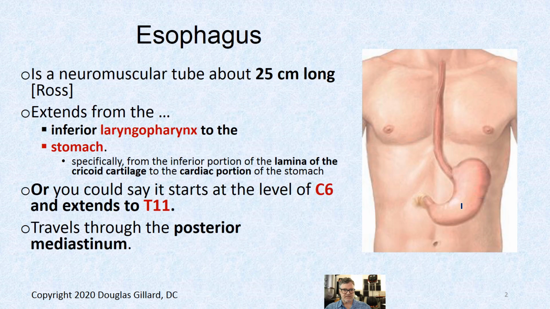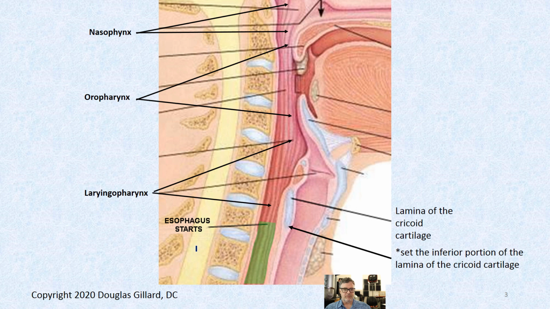Anatomy of the esophagus, because this is preparing us for pathology of the esophagus, right? If you don't know the anatomy, how can you understand the pathology? So the esophagus is a neuromuscular tube about 25 centimeters in length. It extends officially from the laryngeal pharynx to the stomach, or you could say it starts at about the level of C6 and extends down to the level of T10. It travels through the chest in a region called the posterior mediastinum.